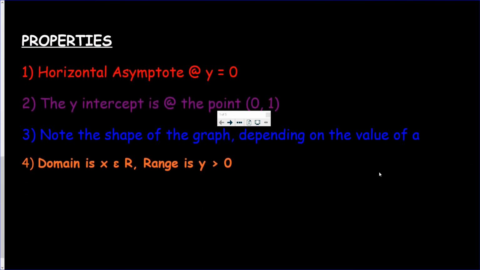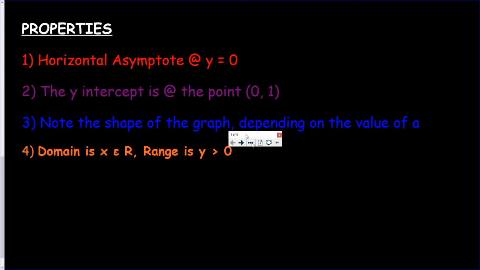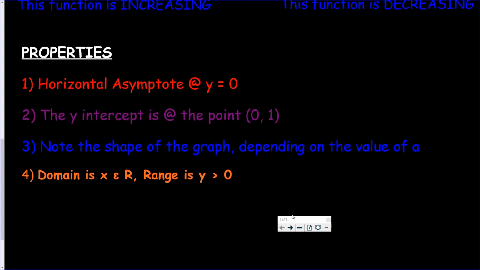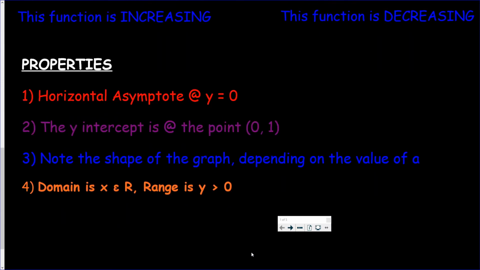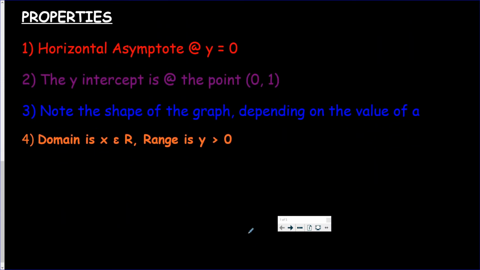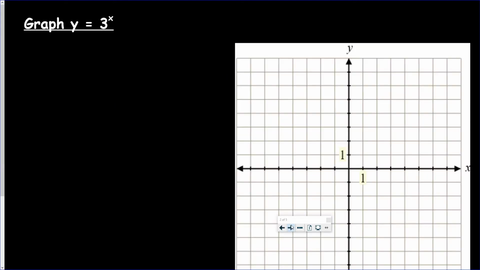So a couple properties to note on these bad boys. There is a horizontal asymptote at y equals 0. The y-intercept is always going to be at the point (0, 1). And just note the shape of the graph depending on the value of a. So when we had a positive a value that was bigger than 1, we had this graph that we called increasing. And when it was between 0 and 1, you got this decreasing pattern seen here. And yeah, the domain of these graphs is x an element of the reals, and the range is going to be y greater than 0.